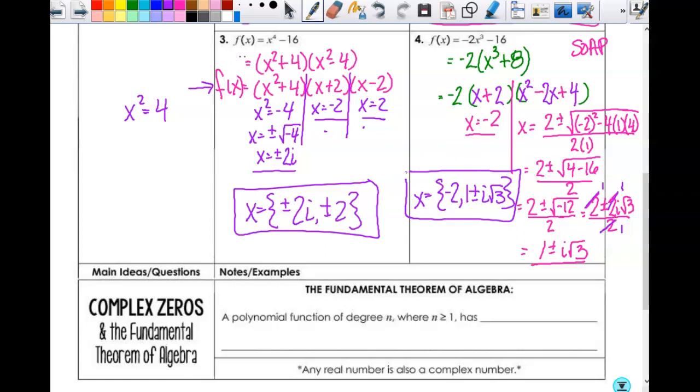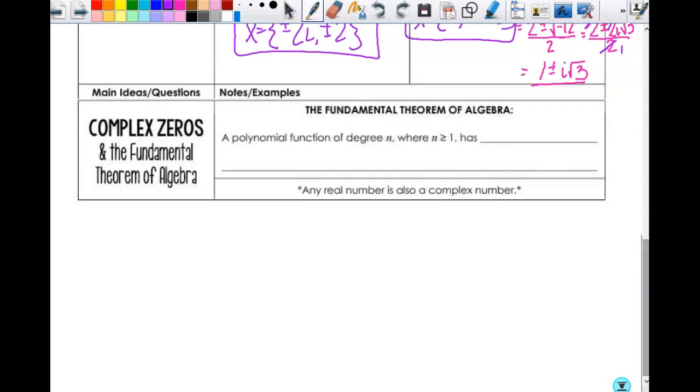What questions do you have? Okay, so that's kind of a quick review of your imaginary numbers. So let's talk about what the fundamental theorem of algebra says. This says a polynomial function, so that's what we've been dealing with, of degree n, where n is greater than or equal to 1, has at least one zero in the complex number system. That stuff will come back up. It will surprise you. At least 1 zero in the complex number system.